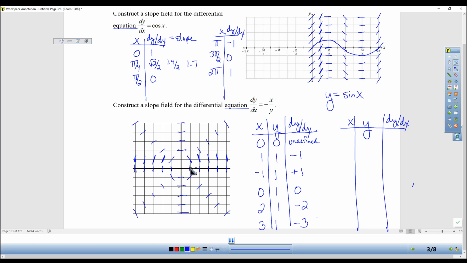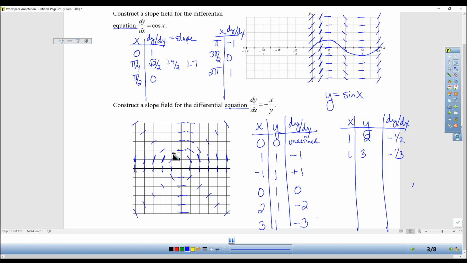Let's do x is equal to 1 and y keeps changing. So when x is 1, we already have the 1, 1. What about at 1, 2? Then it's -1/2, which means it gets shallower. And then at 1, 3, it's -1/3. Shallower, shallower, shallower. Okay, that one might have done it for you. Did that one do it?